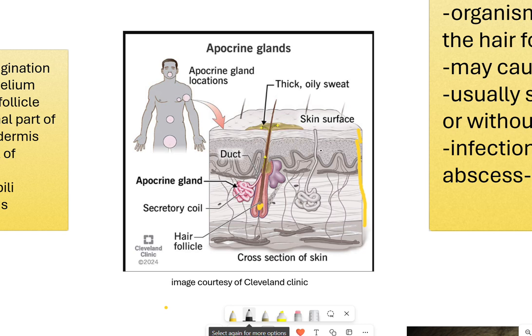Now let's look at the sweat gland. This is one sweat gland. Sweat gland is a simple tubular gland which opens up on the surface of the skin. This sweat gland is known as apocrine gland because it is opening up into the shaft of the hair follicle. So this is a brief introduction of the hair follicle, dermis and epidermis.